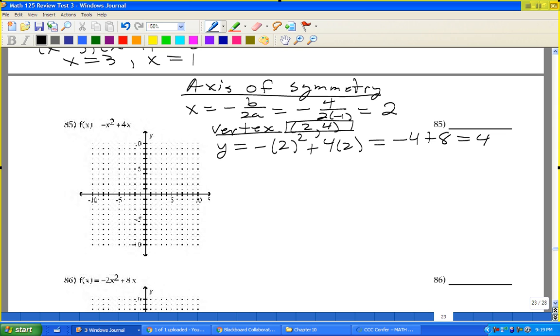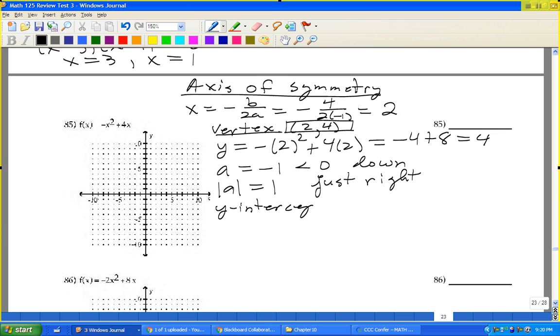Let's find the a. a is a negative 1. So again, it goes down. a in absolute value is 1. And so it's the same as the sketch of y equals x squared. So just as all the previous ones, there's no scaling. And so let's find the intercept. So let's set x equal to 0 and solve for y. And so y is equal to negative 0 squared plus 4 times 0, which is 0.